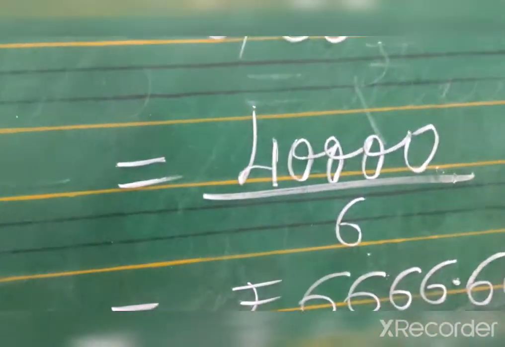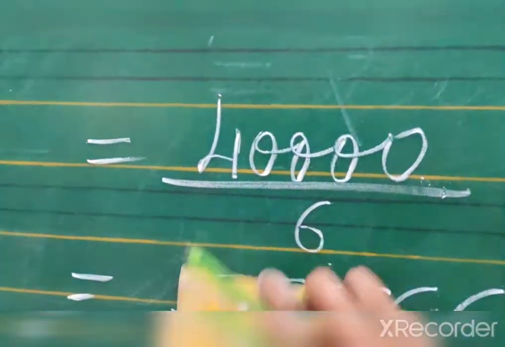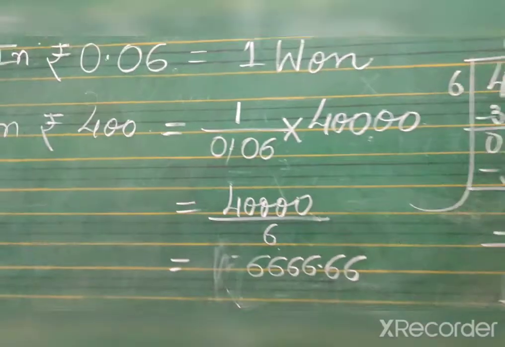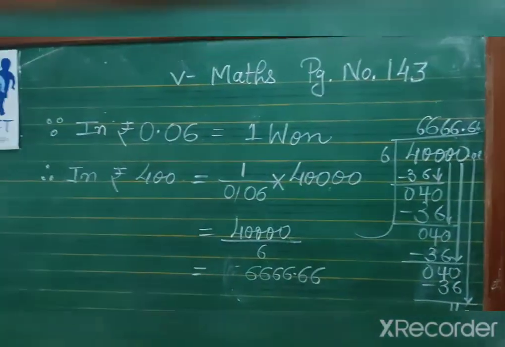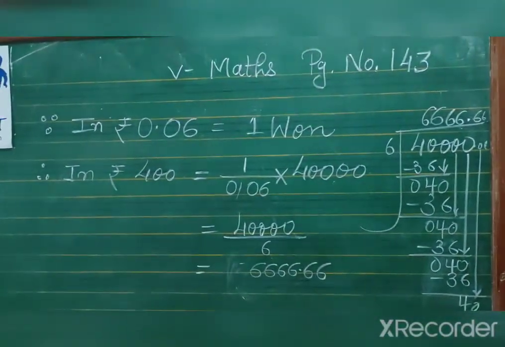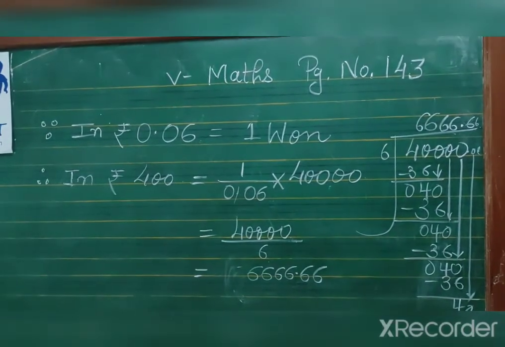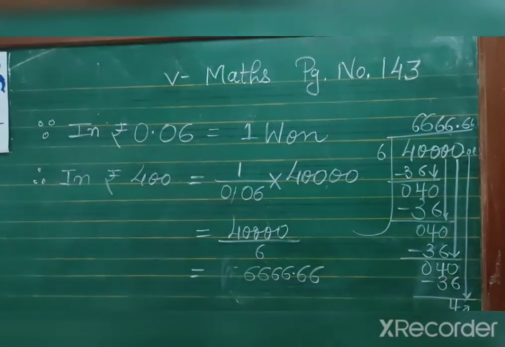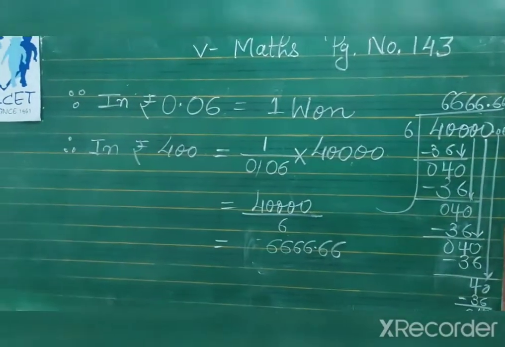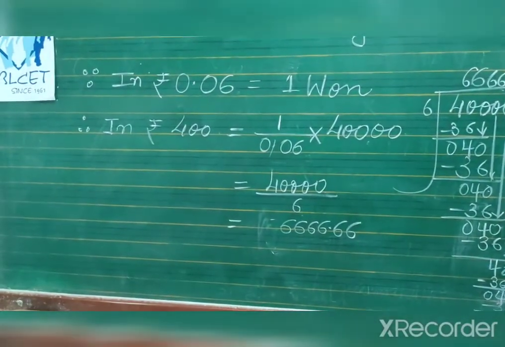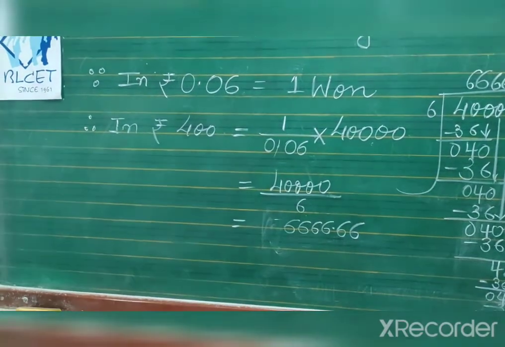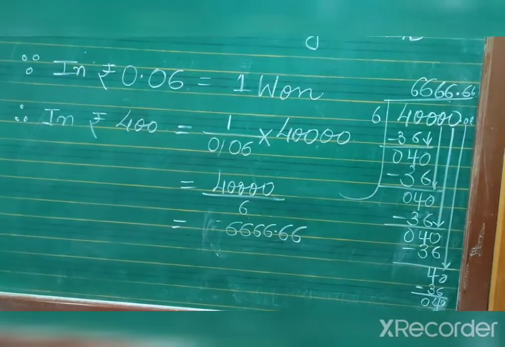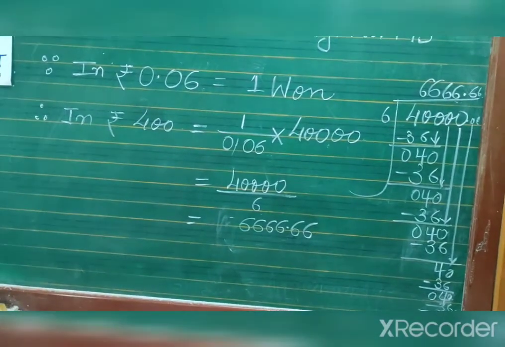Just a minute, beta. Won is there. Okay, so you will write here won. Now rupees. Okay, for 400 you have to calculate, but you know for 4, so from there you can write in rupees 4 equal to rupees 66.66. So in rupees 400 is equal to this. Directly also you can do. Okay, another way, and marks will be given, don't worry.